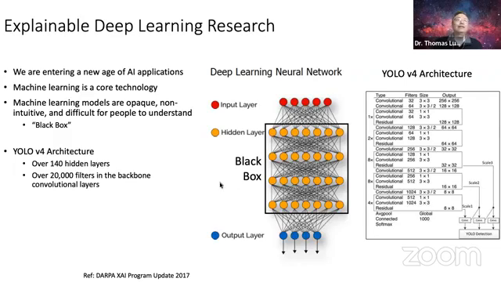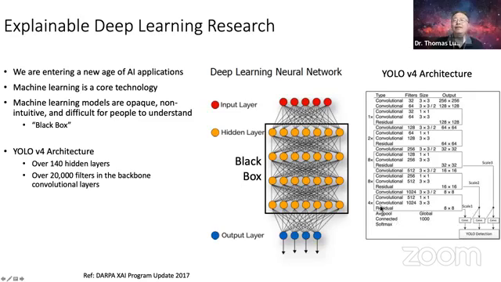So this is one example: YOLO V4 has 140 hidden layers and 20,000 filters in the backbone. So there are a lot of convolutional layers over here, and also dense layers.